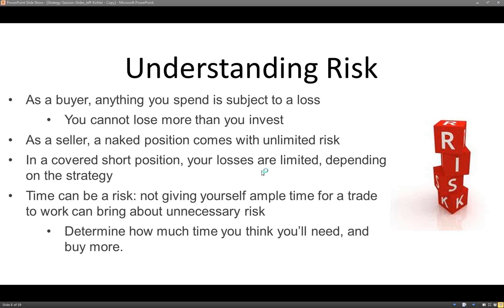And the most important thing here is that time is a risk. Everybody that wants to get into trading weekly options thinks, well, I'm just going to get in and out of them. Yeah, it's a lot easier said than done. You're better off getting in and out of monthly options, where you have a little bit more time on your side to be right. But time is a risk in that not giving yourself ample time for a trade to work brings about unnecessary risk. So always with a trade, you've got to determine how much time you think you'll need and then look to buy more, right? With weekly options, because they can fluctuate so quickly based on the quick decay of time, if you're not getting price movement, these options are just bleeding time value.